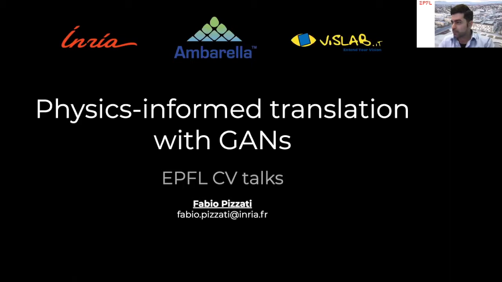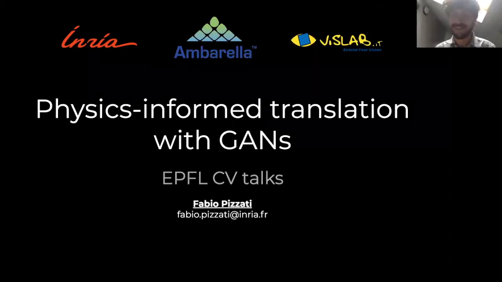So he's going to talk about physics-informed image translation with GANs, mainly covering his recent two papers, CVPR 2021, CoMoGAN, and his previous work, ECCV 2020. As usual, feel free to ask questions in the middle of the talk. Thanks again, Fabio, for accepting my invitation. You can start.